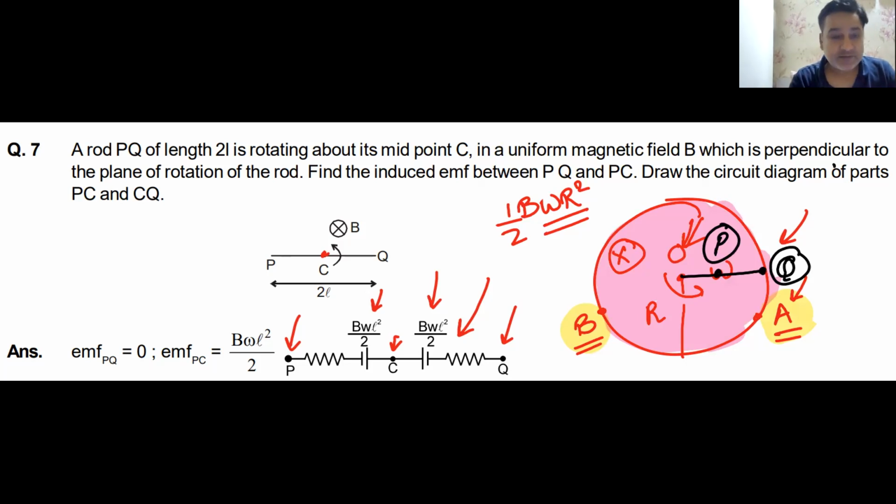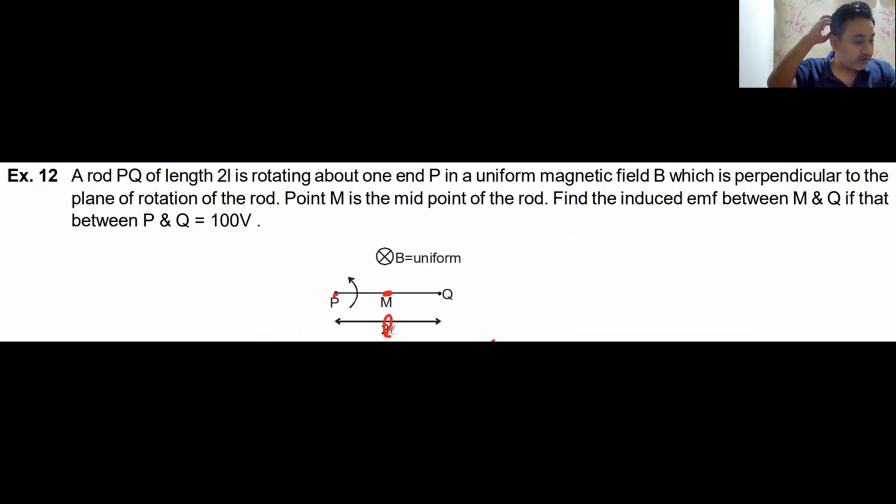So this question and the previous question where we had calculated the potential difference, both the questions are similar. So whether it's a rotating disc or a rotating rod or a rotating ring, the question remains the same. Do we understand this? Yes, sir. Got it?